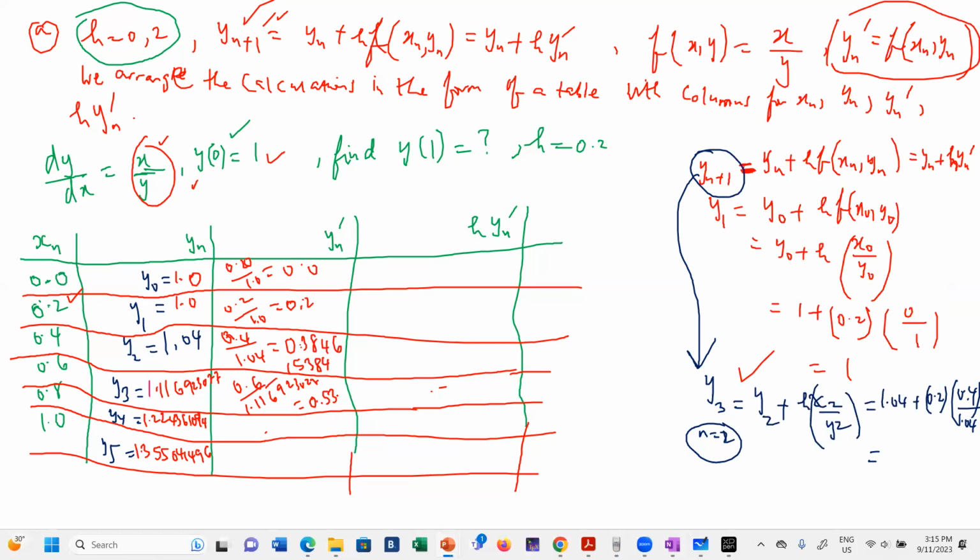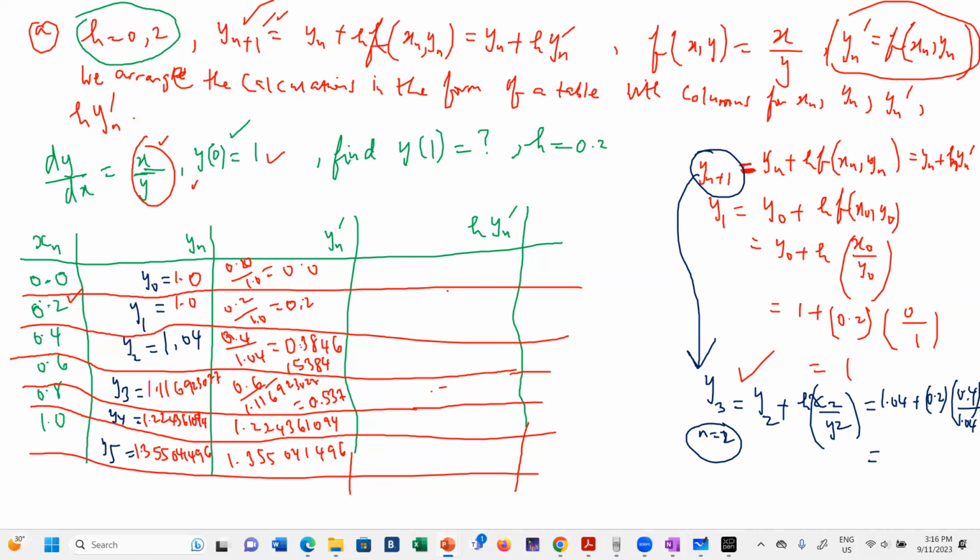And so on. Okay, if we continue, here we get 1.2, just divide x by y. We get 1.2243610, 0.94. Dividing x by y, we get 1.355, 0.41496. Okay, that's simple Euler.